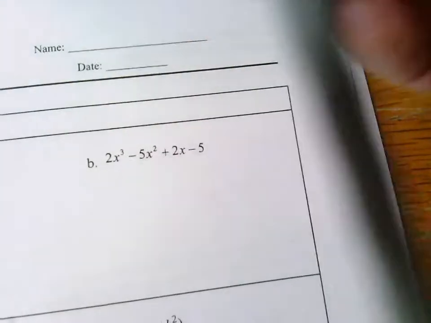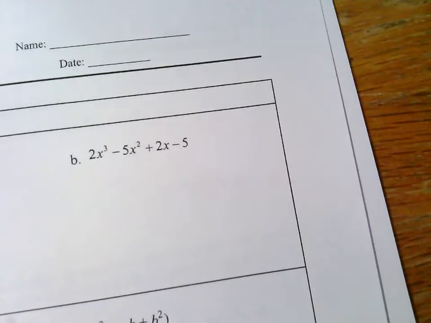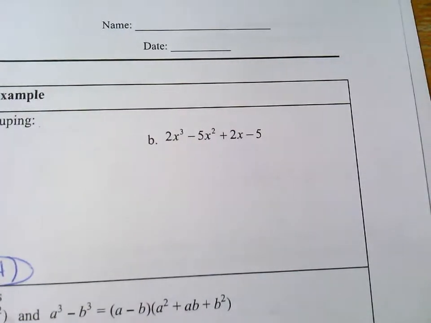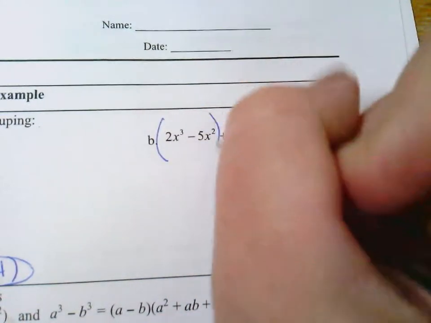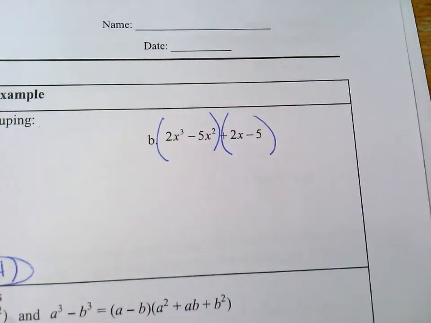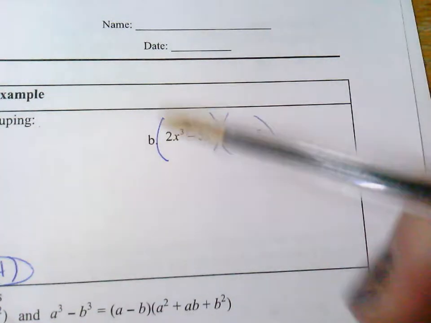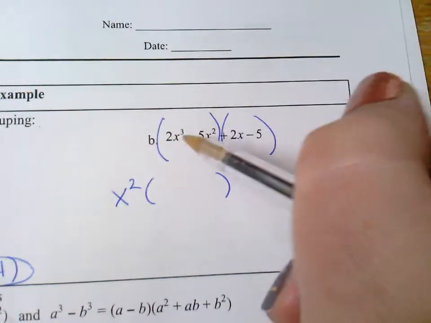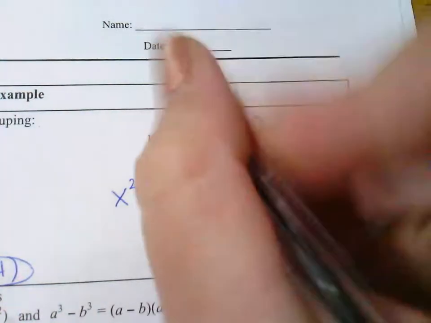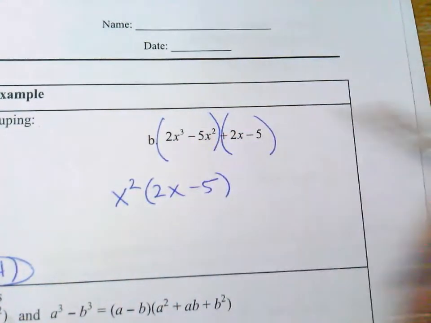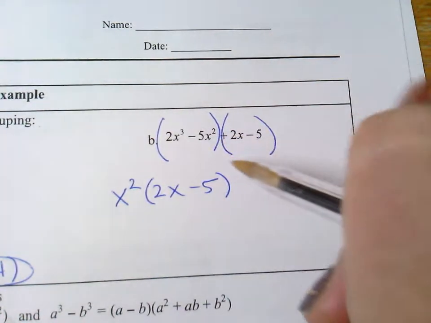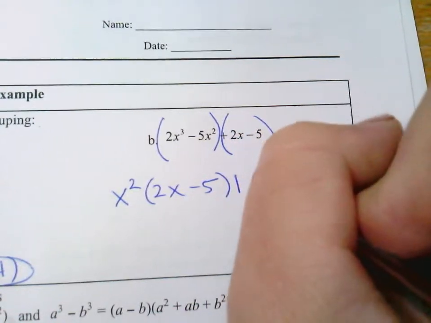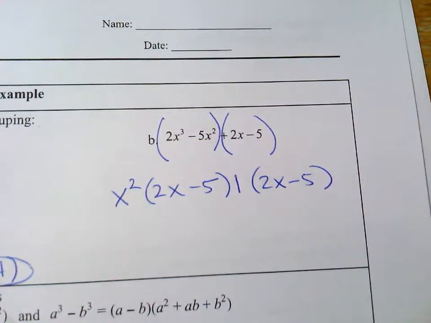So you might want to try pausing the video and trying this one on your own before you watch the video. So I'm going to go ahead and group together the first 2 terms and the last 2 terms. My greatest common factor here would be x squared. I have 2x minus 5 left. And this term, the only thing I can factor out is a 1. So the greatest common factor is 1, and that leaves me 2x minus 5 left.